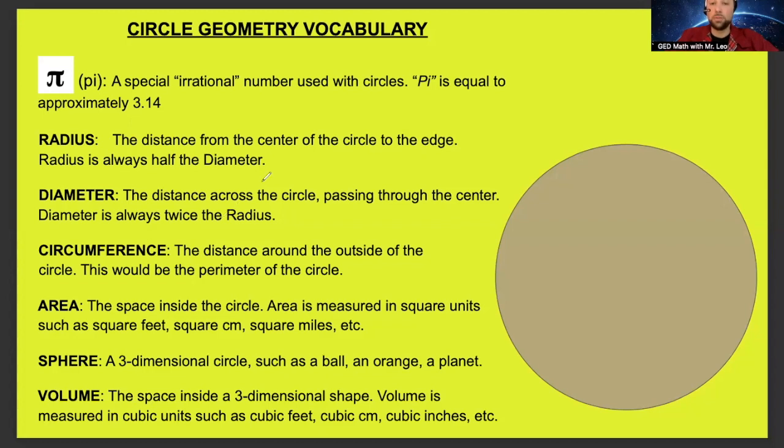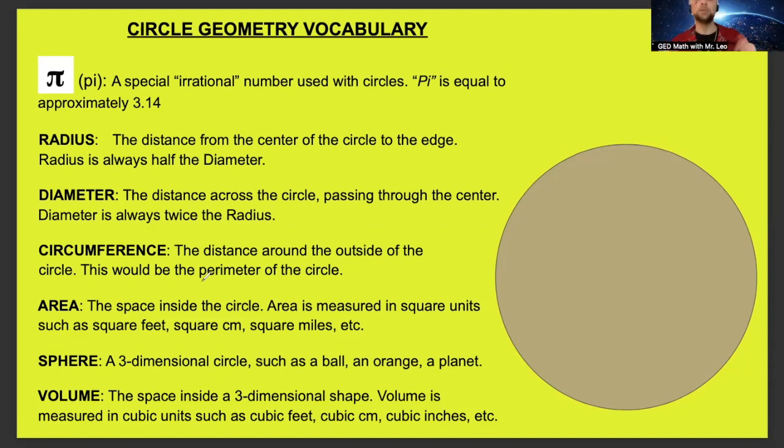Our next vocabulary word today is circumference. Say it out loud with me. Circumference. Circumference is the distance around the outside of the circle. This would be the perimeter of the circle. You might have heard that word, perimeter. Perimeter means the outside of the shape, the outside. The perimeter of the building is the outside of a building.